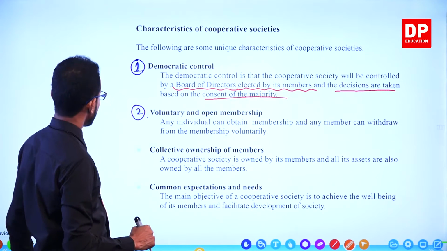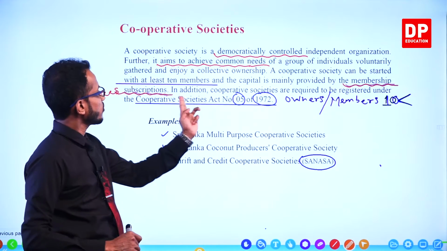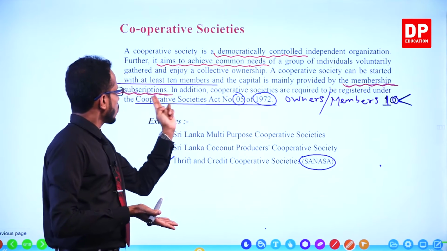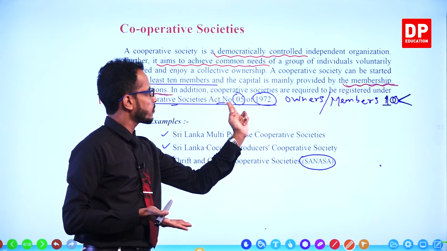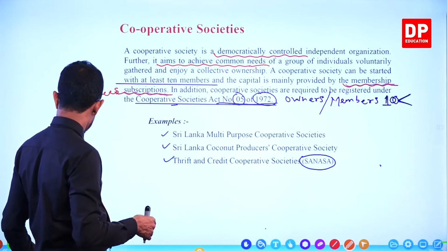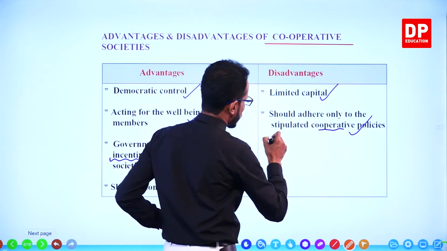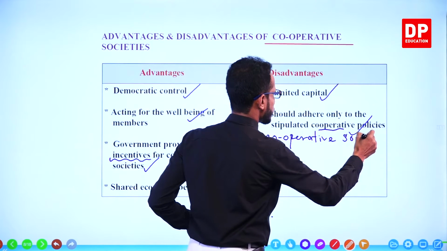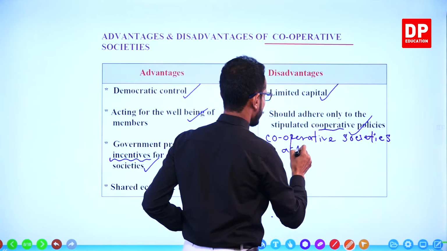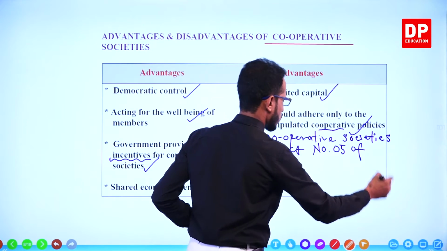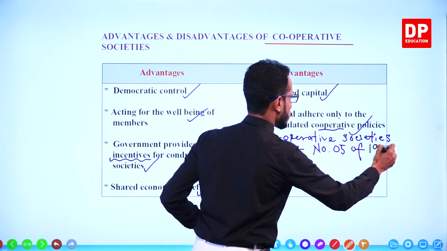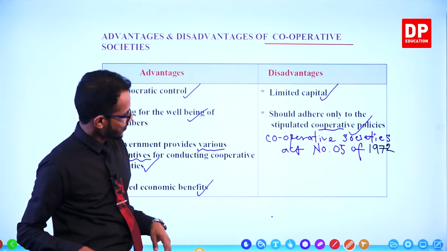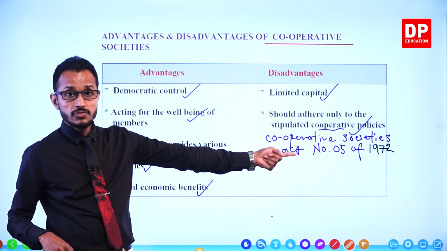It was here, right? Number 5 of 1972, children. Cooperative Societies Act number 5 of 1972. Remember the year. Were you born back in 1972? I don't think so. Right, so this is the act relevant for cooperative societies.